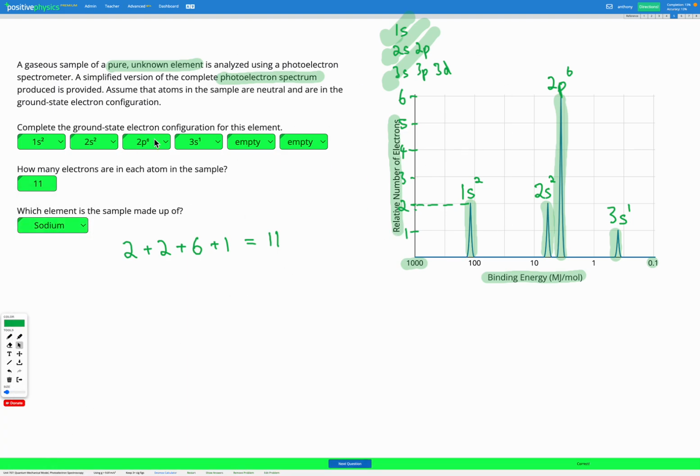So this is interesting because a photoelectron spectrometer machine can be used to identify which element we have by performing this technique, getting out a graph that looks very similar to this, and then using that to figure out the electron configuration and therefore which element it is. So this is a method used for identifying different substances.